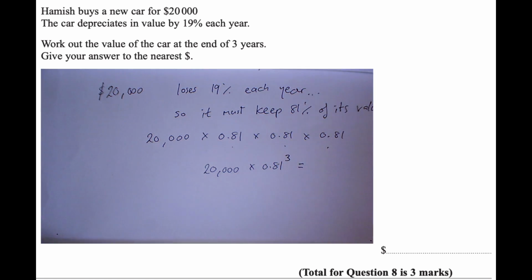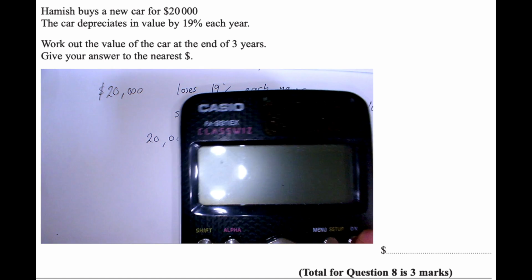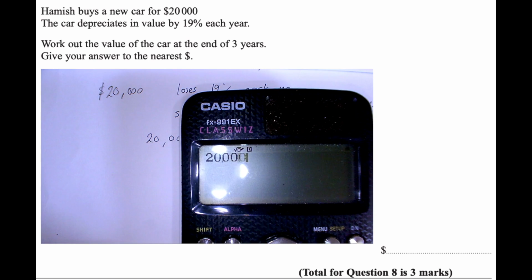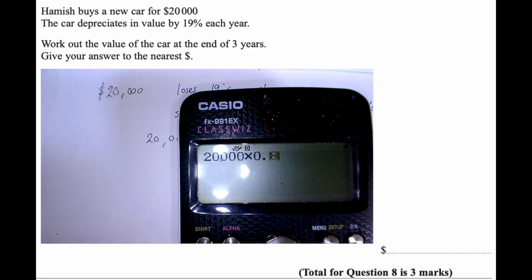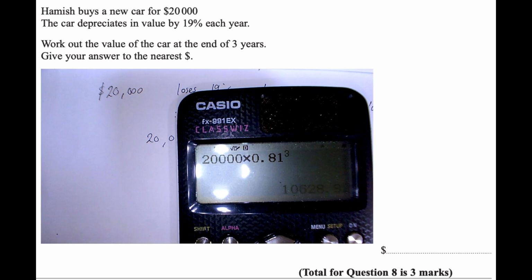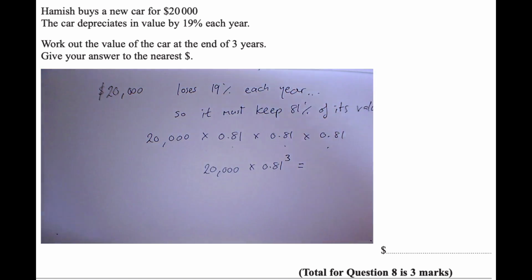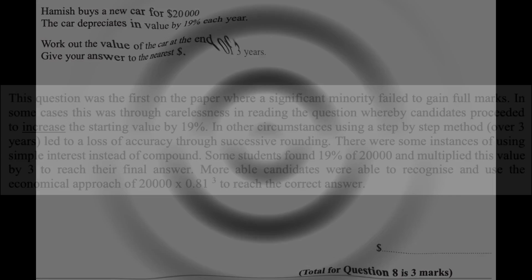And get your calculator out and whack the numbers in, and you find it comes out at, well, here's 20,000, and times it by 0.81 to the power of 3, and that equals 10,629 to the nearest dollar. Look at the question, it does say give your answer to the nearest dollar, and that certainly looks like it's going to round up. I always write down what they've asked me in the question to make sure I've answered the question that they've asked and not the question I want to answer. Okay, it's a good little trick.